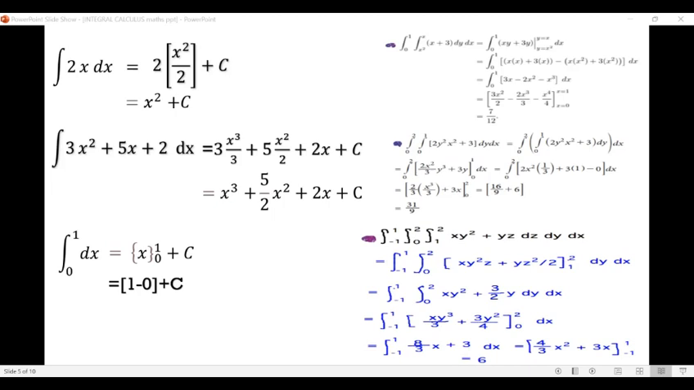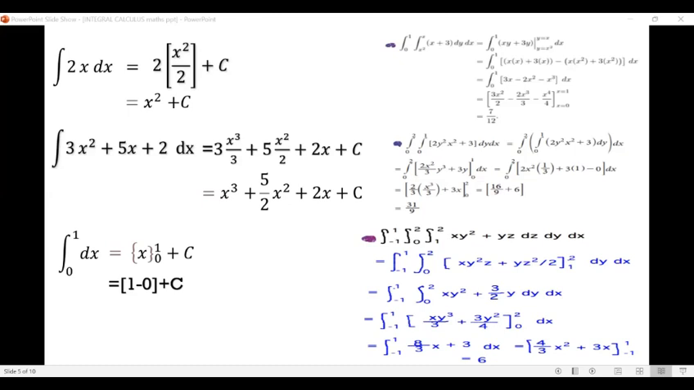First question is the integration of 2x dx. You can do this with x^(n+1). Here x to the power 1 is there, so n is 1, plus 1 equals 2, divided by 2, plus the arbitrary constant c. So the 2s will cancel, equals x^2 plus c. Now the second problem is also like that only. You can go through the problem.